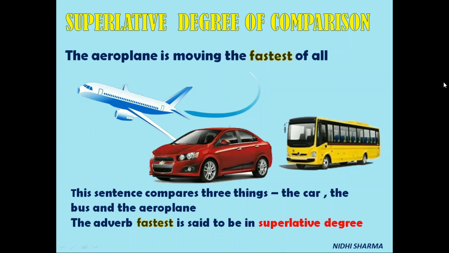Superlative degree of comparison. Look at the following sentence. The aeroplane is moving the fastest of all. Now, in this sentence, we compare 3 things, the car, the bus, and the aeroplane. So, the adverb fastest is said to be in the superlative degree.